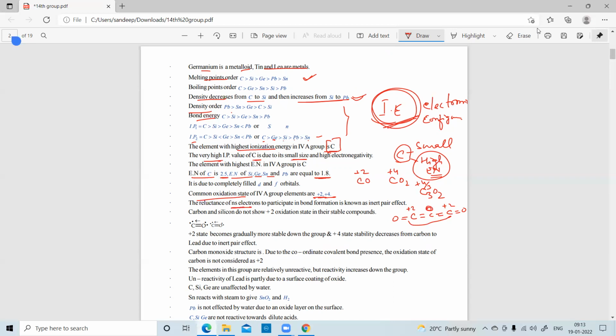The reluctance of ns2 electrons to participate in bond formation is known as the inert pair effect. So this is called the inert pair effect. This you have to remember, students.